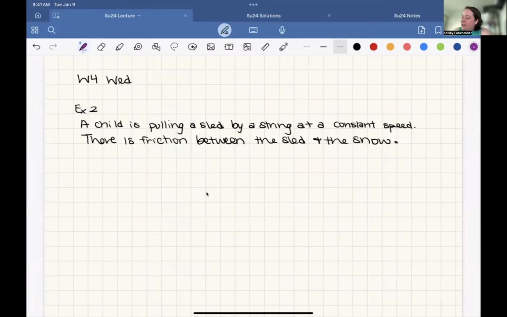We have a child pulling a sled by a string at a constant speed with friction between the sled and the snow. So, sled, child. They're moving this direction. And the ground. And there's friction between those. So we can start right there, I guess. Friction. And let's see, the kid is pulling the sled by a rope or a string, so that tells us there's tension. And then the other two that are usually there if something is sitting on a surface are the normal force and the weight force.